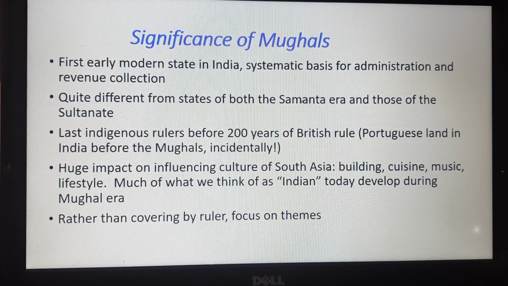Next, we have the administration and revenue collection, quite different from the states of both the Samanta era and those of the Sultanate. So the Mughals were totally different from the Samanta era. Samanta era means the early rulers in India, like Ashoka and the other rulers. Those rulers had a different rule. After them, the Delhi Sultanate period was there before the Mughals, with different dynasties, the Sayyid dynasty, the Khilji dynasty, and along with that we can see that the Mughals had a different way of ruling, a different essence of ruling.